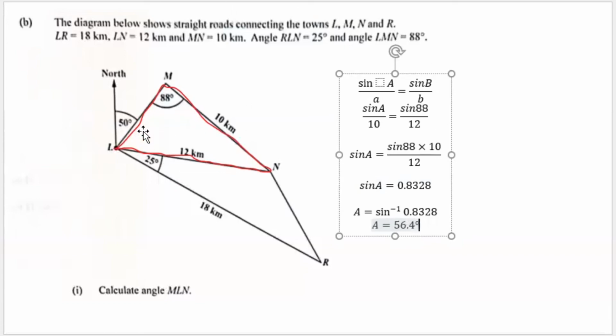So as I said, with sine A, each length is opposite to the angle. So 88 corresponds to the 12 kilometers. And this side that we're looking at, angle MLN, is opposite to 10 kilometers. So that's why we have sine A over 10 and sine 88 over 12. Our angle is 56.4 degrees.